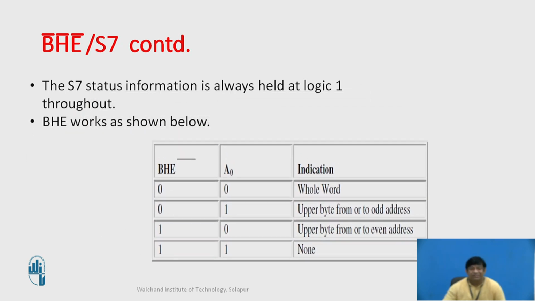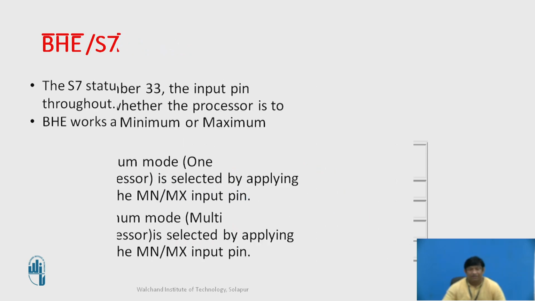When BHE and A0 are both 0, it indicates a whole word. When BHE is 0 and A0 is 1, it is the upper byte from or to an odd address. When BHE is 1 and A0 is 0, it is the lower byte from or to an even address. When both are 1, there is none.